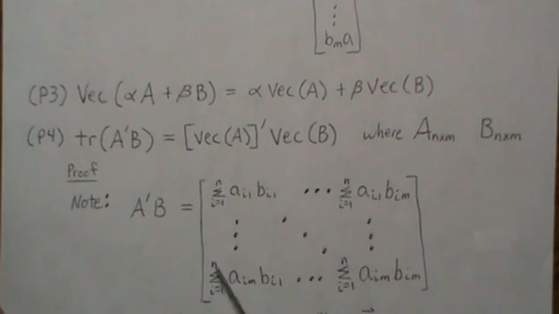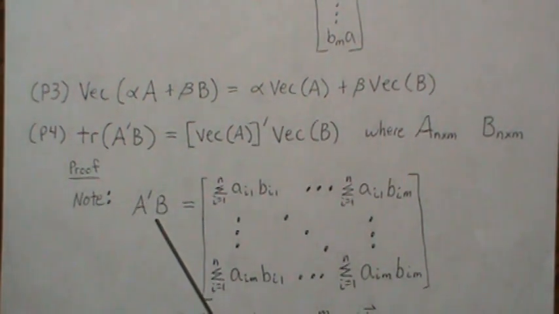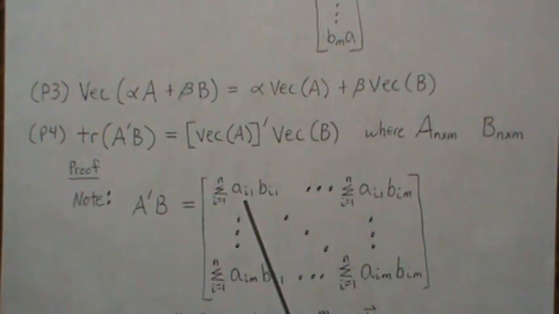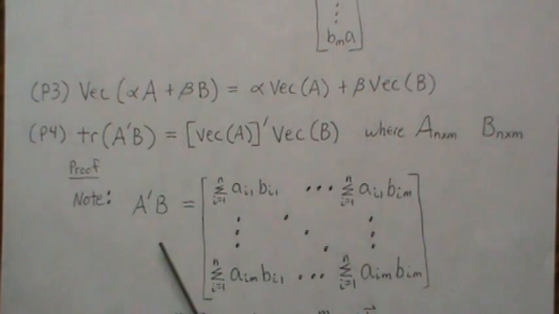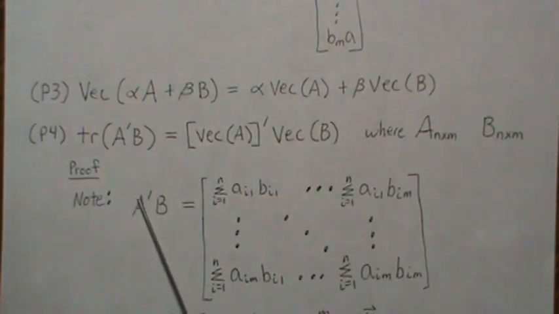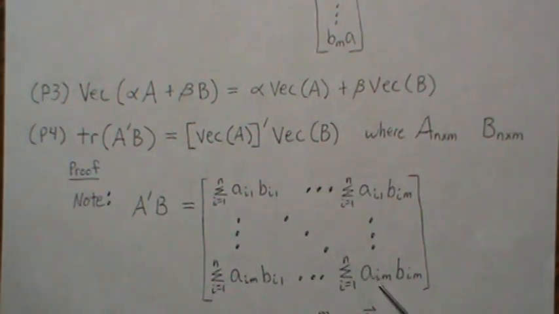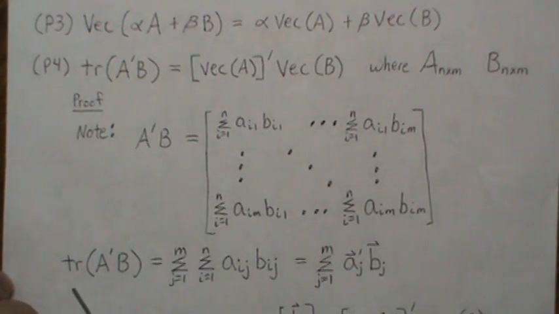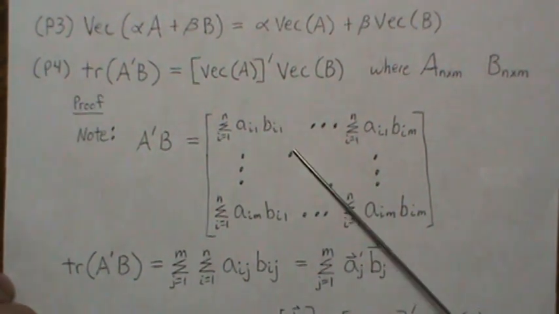But let's prove that. So we have A transpose B, and when you do the matrix multiplication, this is what you get. So this is in a sense the first column of A times the first column of B. Remember, if you take the first column and transpose it, then that first column becomes the first row. So you're taking that first row times the first column, which is essentially the first column here. Anyway, so you multiply this out. And now if we take the trace of this, we have to add up those diagonal elements. So the trace of A transpose B is actually this sum.